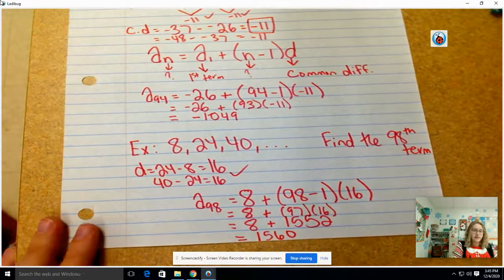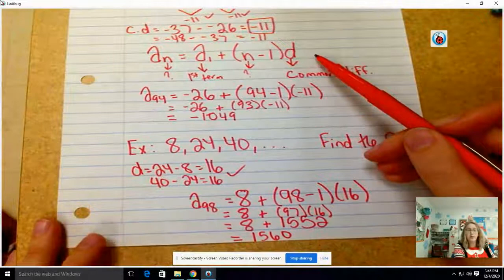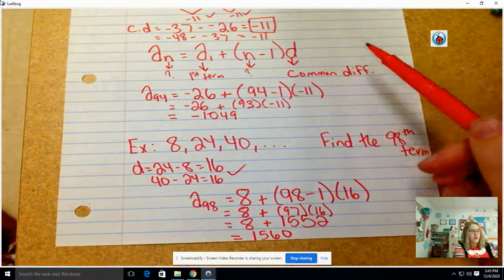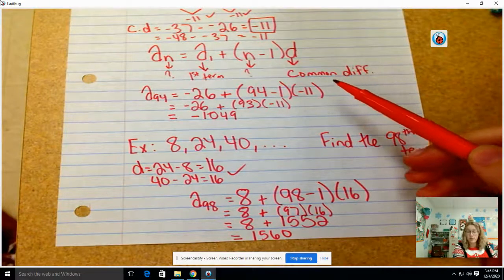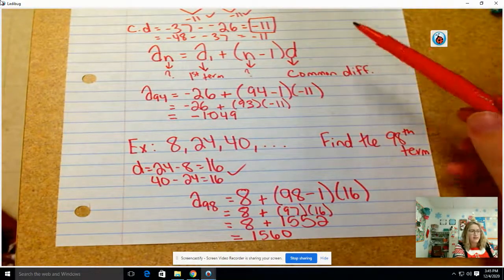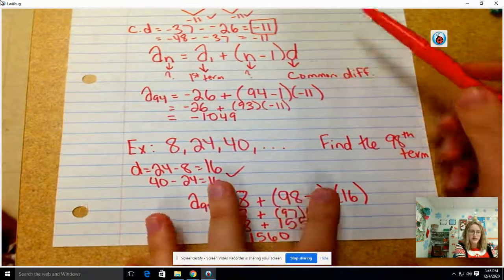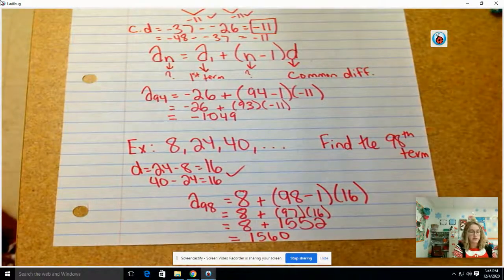So I recommend starting a formula sheet. This is one of many formulas that we're going to be using this unit. If you're someone that likes to stay super organized, which I hope we all are, start making a formula sheet to keep at the front of your binder and make this your number one formula for finding the nth term, given an arithmetic sequence.